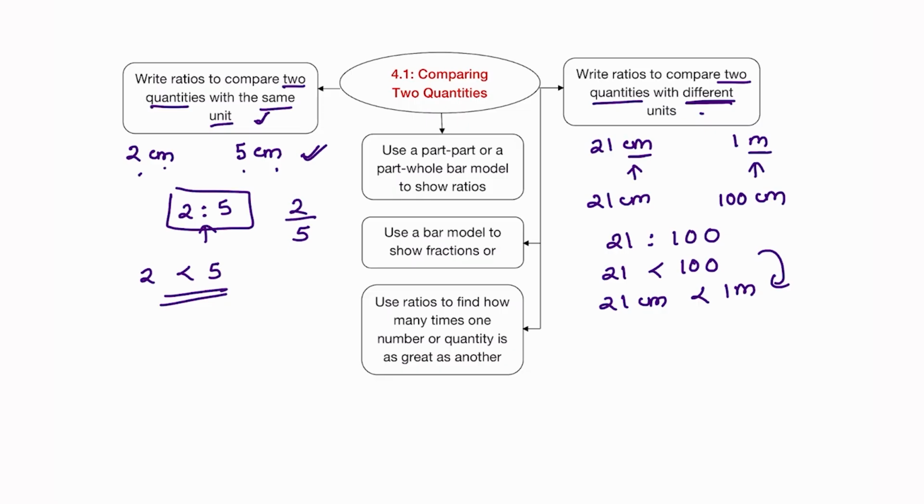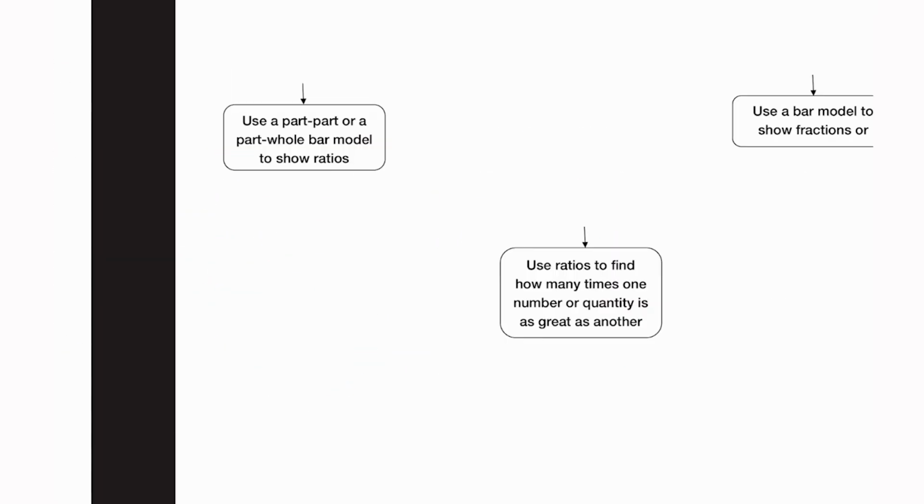Whenever you have these comparison questions, watch out, be careful, and make sure that the units are the same. Now let's say you have 21 centimeter and you have 1 gram. We can't compare them because they are completely different units. You cannot convert one to the other, so we cannot compare them. Now these three parts, we do it here.